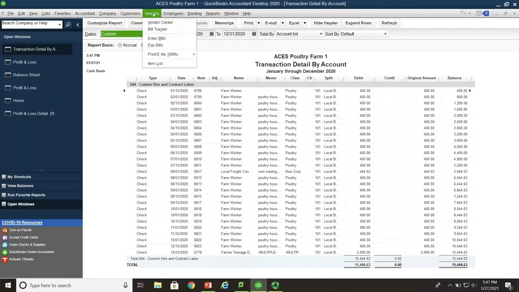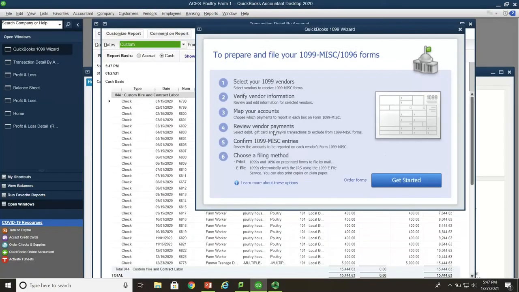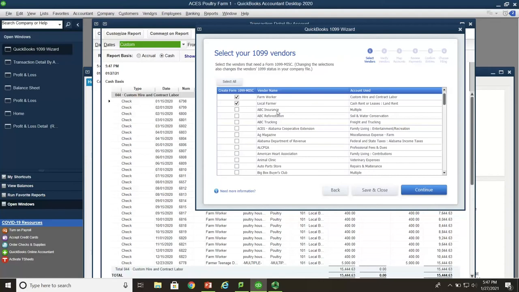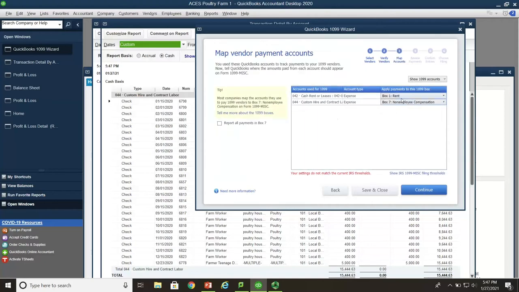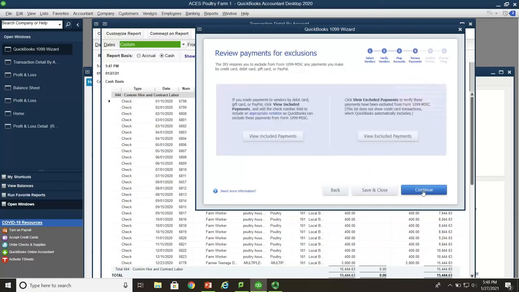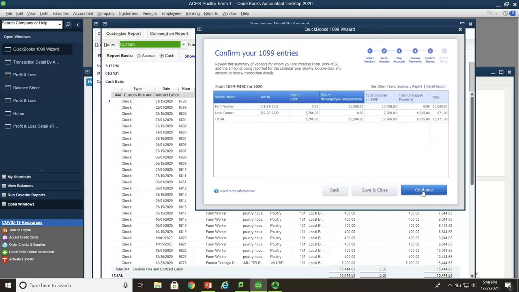We're going to just real quickly go through a print of the 1099 so you can see how easy it is to do. Step one, select your vendors. The two that we have selected for your 1099 vendors are our farm worker and our local farmer that we paid cash rent or contract labor to. Press continue. Here are the two people that we're going to do the 1099 for. Press continue. It goes in box 1 for rent and box 7 for non-employee compensation. And just click continue, and click continue again.